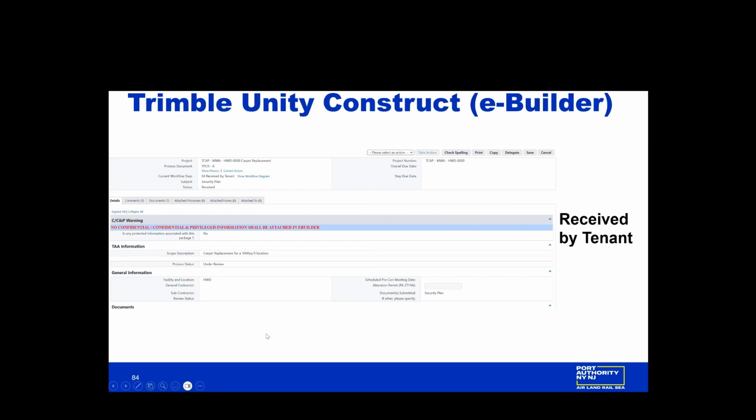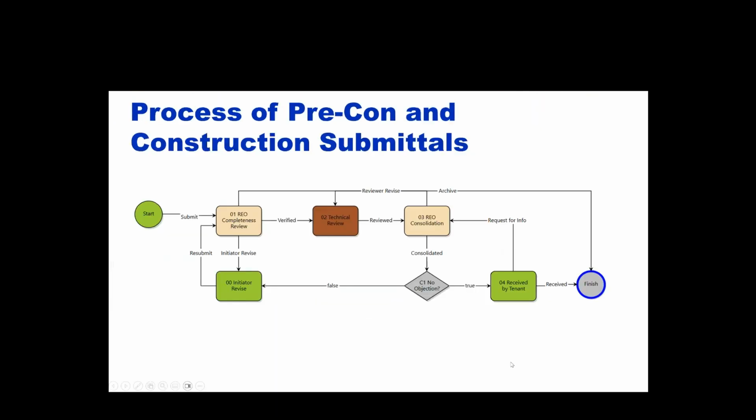This is the very last part of it when you receive it. And I'm just going to show it, which is this part 04 over here. Received closes out the entire process. That means there's nothing to be done. Or if you have any additional information, you can request the information and it goes back to the REO.